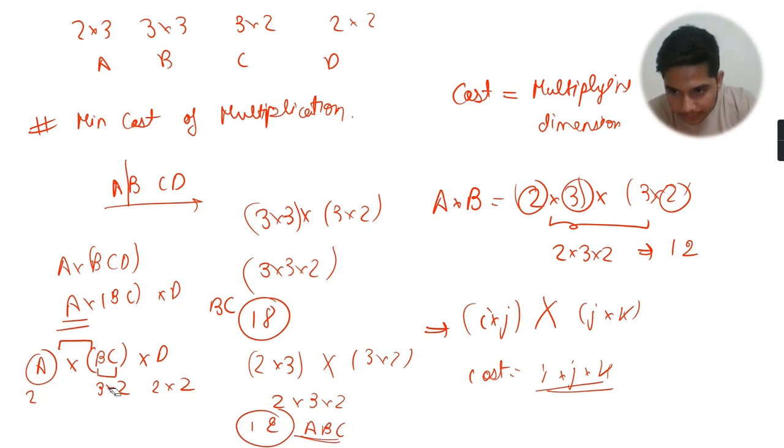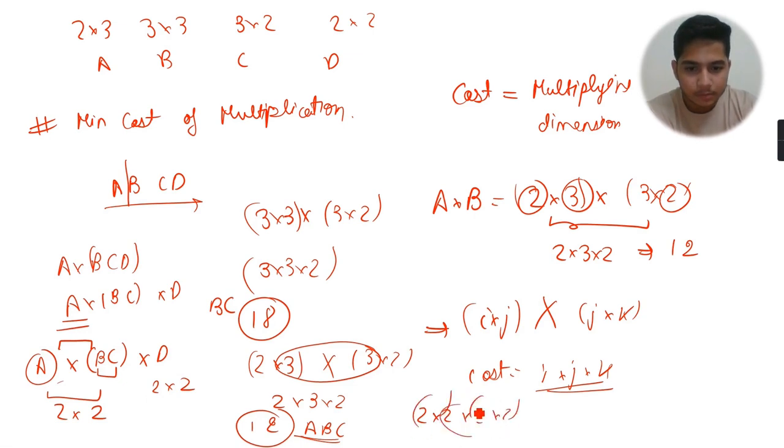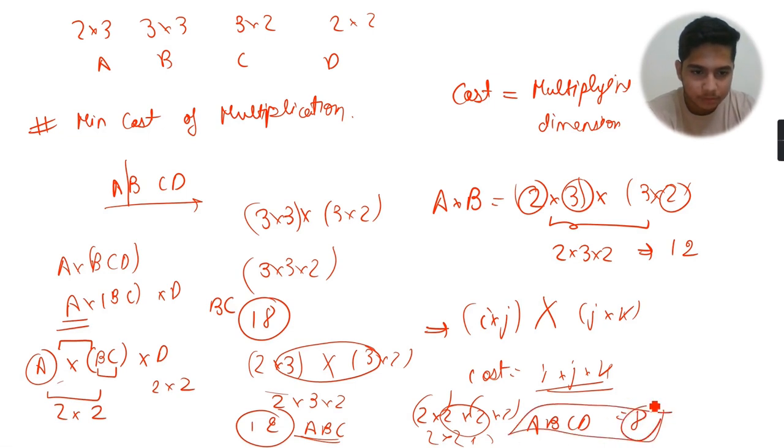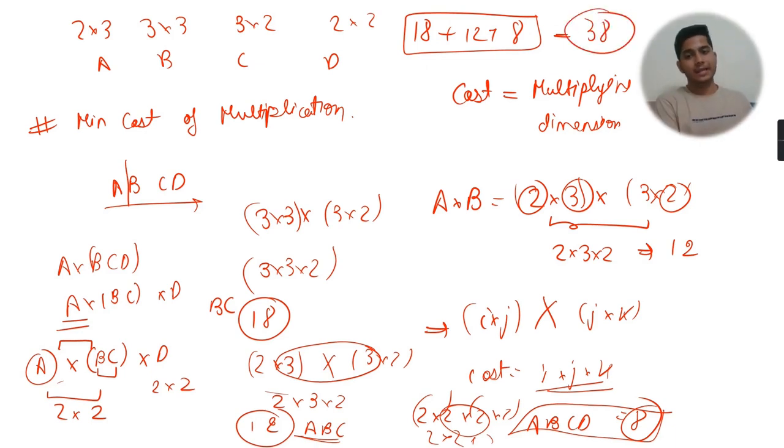Now they are combined, and it's like 2 into 2. Because 2 into 3 and 3 into 2 got combined, and then 2 into 2. So it will be 2 into 2 into 2, that will be 8. So the cost of ABCD will be 8. So sum up all these: 18 plus 12 plus 8 simply is 38, right? So the cost of multiplication, if I used A into BCD, is 38.